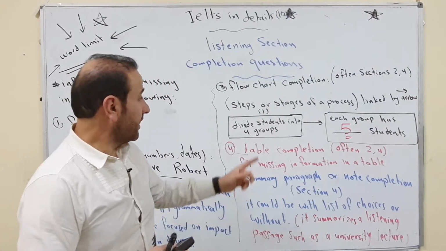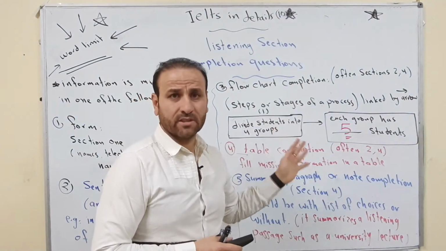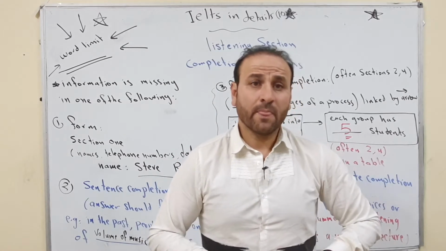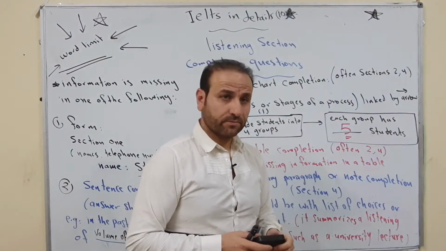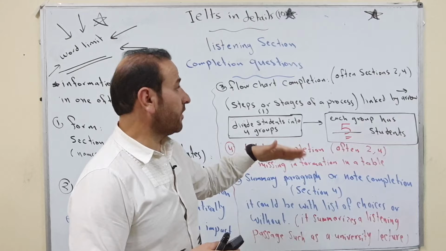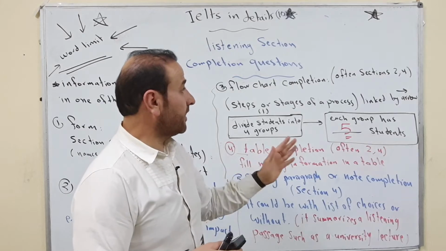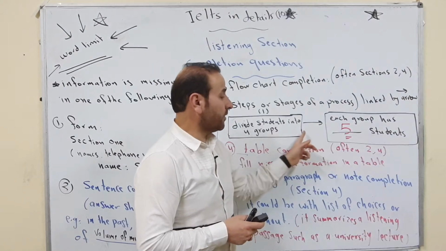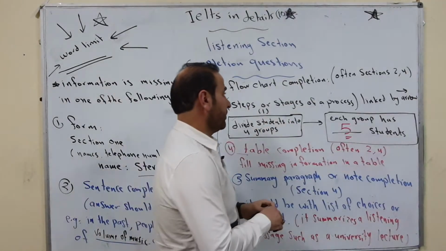Now the other type of completion questions is flowchart completion. In a flowchart, like this, I give you this example. Often section 2 and 4. This kind of question, by the way, can come in any section, in section 1 or 2 or 3 or 4. But probably or often it comes in section 2 or section 4. What's a flowchart? It's steps or stages of a process, يعني هي خطوات أو مراحل لعملية معينة, linked by arrows, تكون متوصلة بينها باستخدام الأسهم. For example, these are step 1 and step 2.